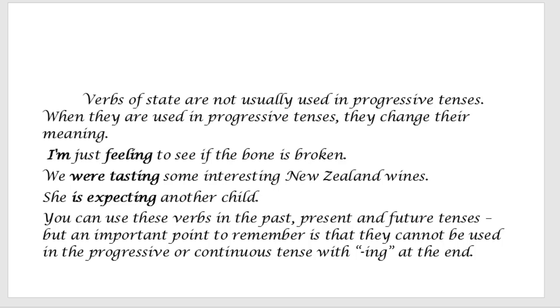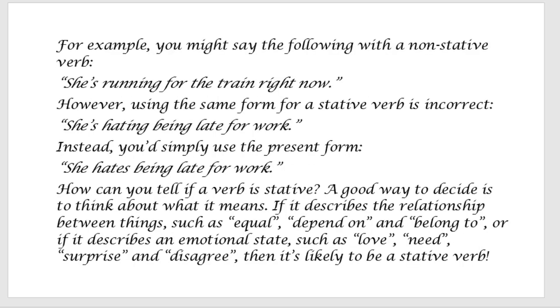You can use these verbs in the past, present and future tenses, but an important point to remember is that they cannot be used in the progressive or continuous tense with ing at the end. For example, you might say the following with a non-stative verb. She's running for the train right now.